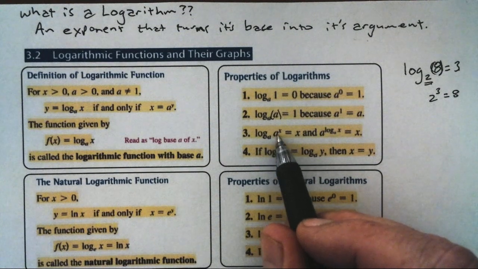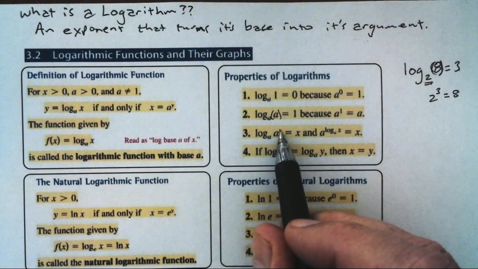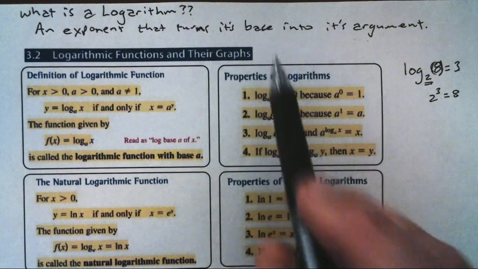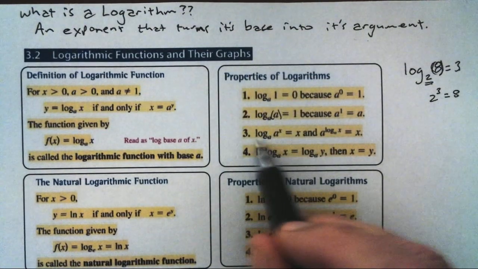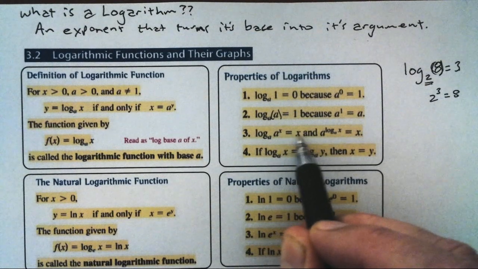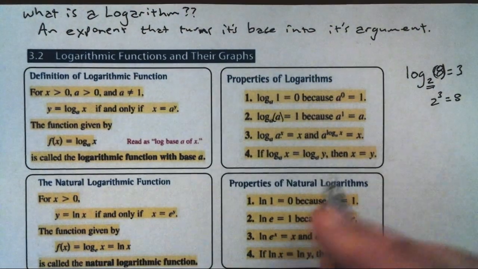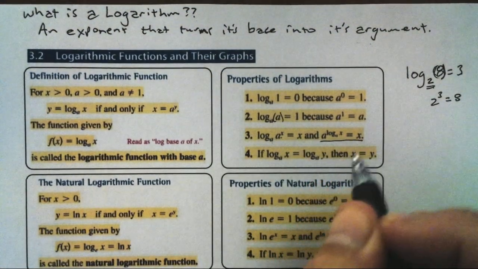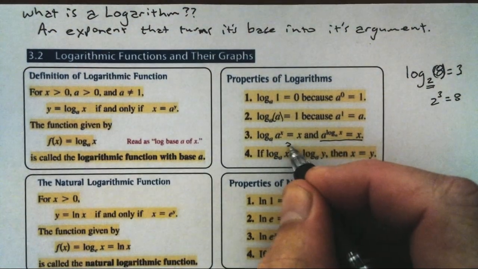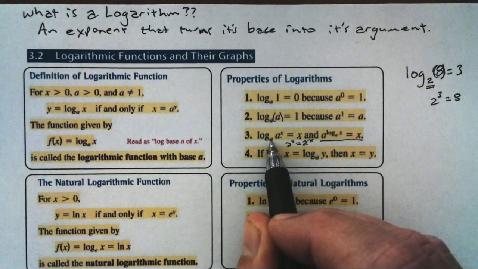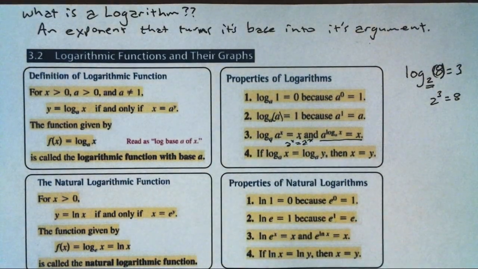And this is kind of a weird one right here: log base A of A to the x. Well, this is so simple if we understand our definition. This says that x is the exponent that turns A into A to the x. Well, no kidding. I don't even really necessarily need to understand what they're saying here, because A to the x equals A to the x. x is the exponent that turns A into A to the x.